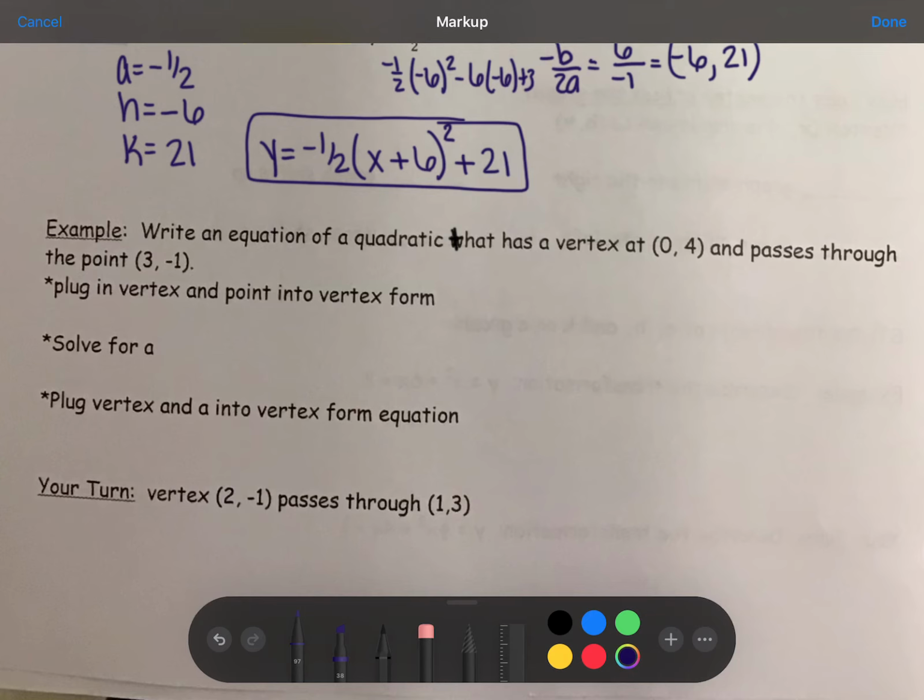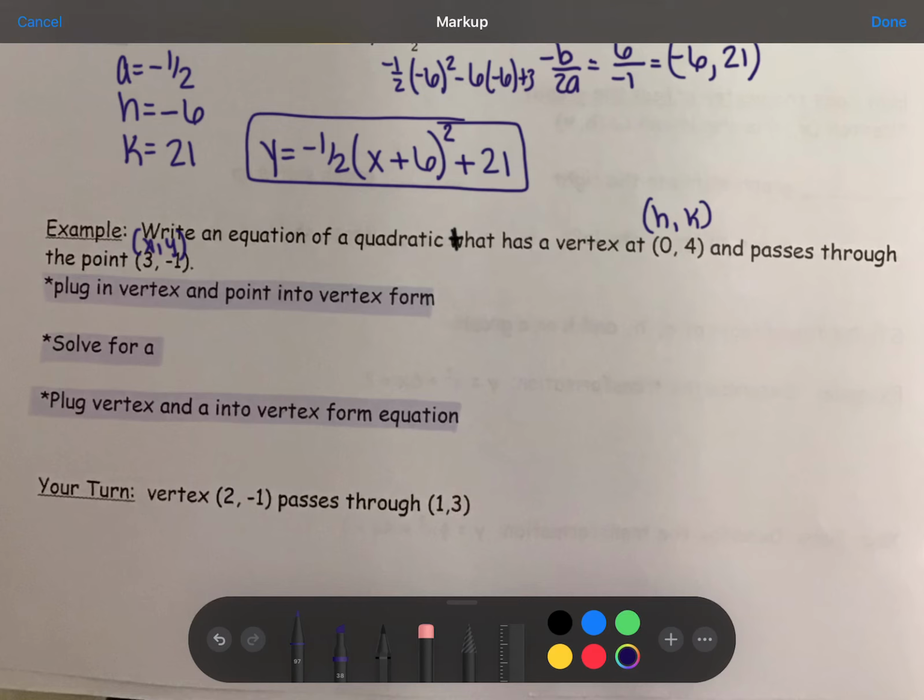So I've given you the instructions. You are going to plug the vertex and a point into vertex form, and that'll leave you with an A that you can solve for. Then after you have solved for A, you're going to plug the vertex and A into the vertex form equation. So it sounds terrible, but it's not too bad. So the vertex, remember, is H, K. Your ordered pair is X, Y. So you have an H, K, X, and a Y.